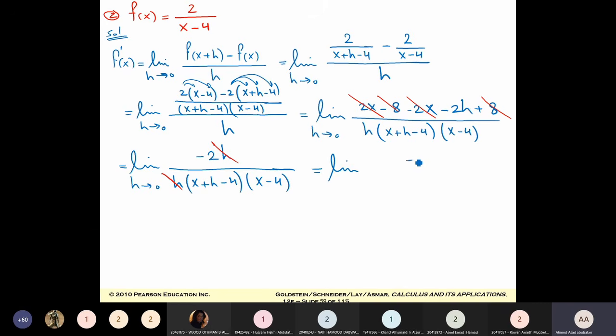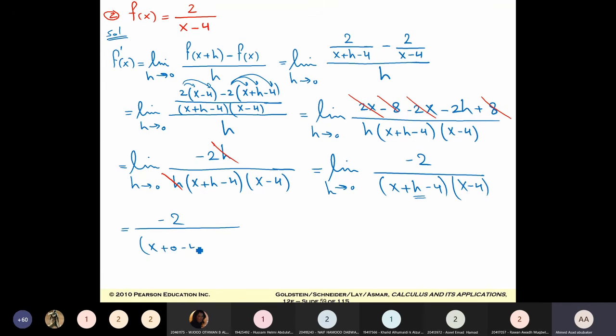Now we have negative 2 over x plus h minus 4, and x minus 4, and h goes to 0. So h is equal to 0. We have minus 2 over x plus 0 minus 4 multiplied by x minus 4. The two brackets are the same. So we have minus 2 over x minus 4 all squared. Okay. Any question?